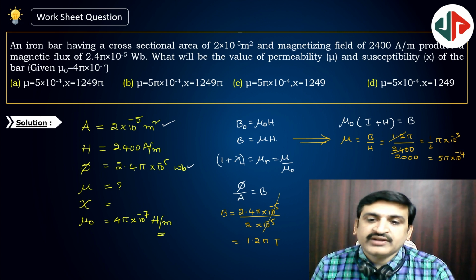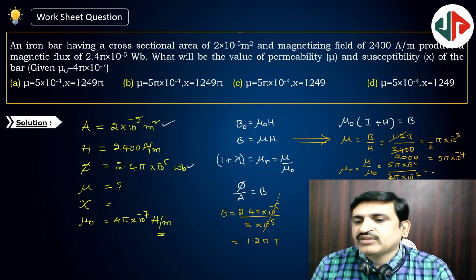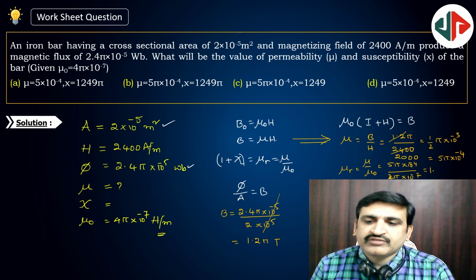This is the mu value. And mu r is equal to mu by mu naught, 5 pi into 10 to the power of minus 4 by 4 pi into 10 to the power of minus 7. So 5 by 4 is 1.25 into 10 to the power of 3, that is mu r.